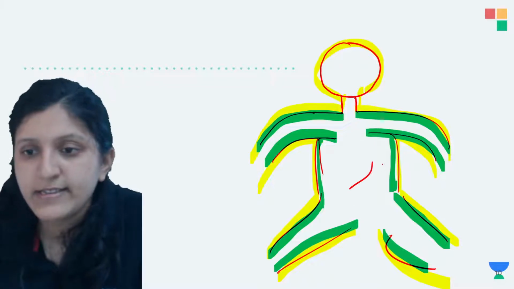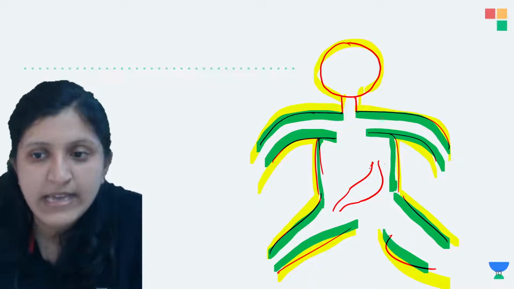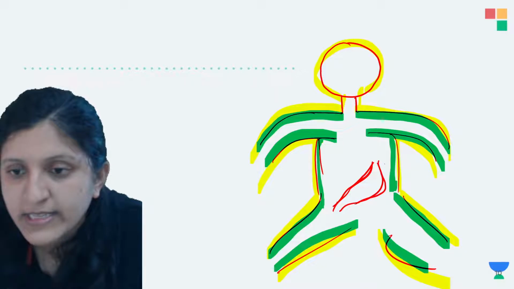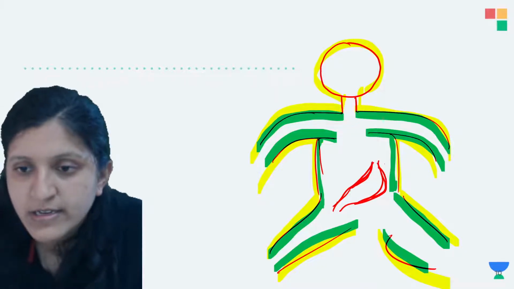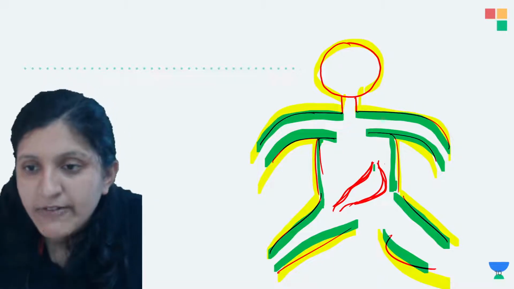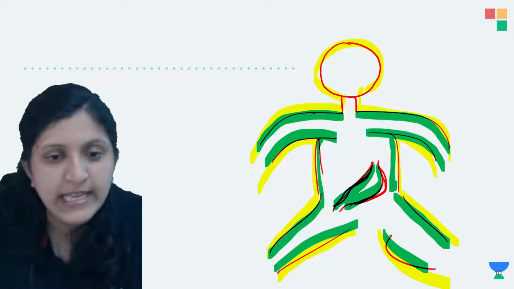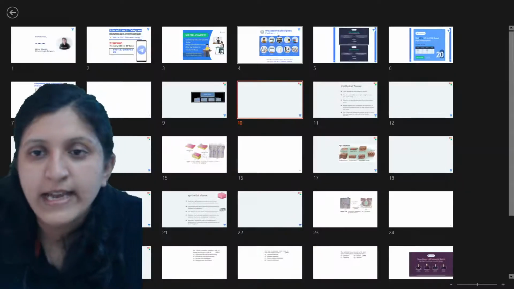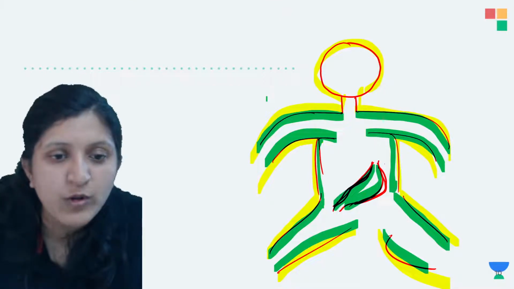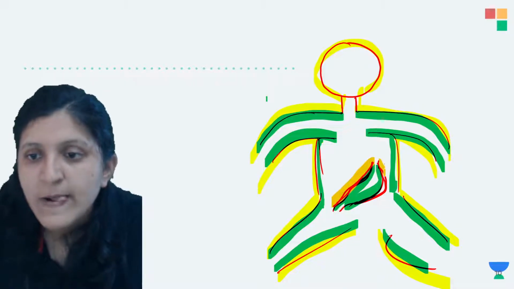So let's say here is the stomach. Now this stomach, just like we say covering or lining. This is a lining on the inner side, and on the outer side also you can see there is a lining. So that means here also it is covering there.